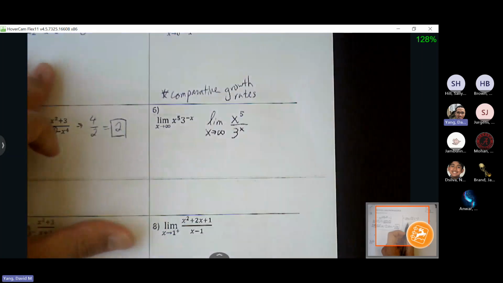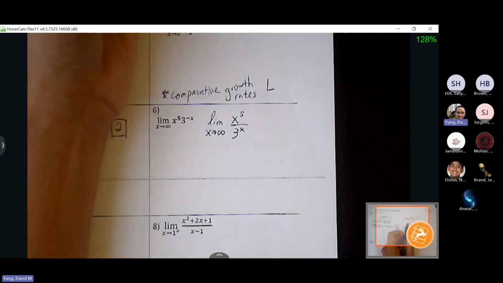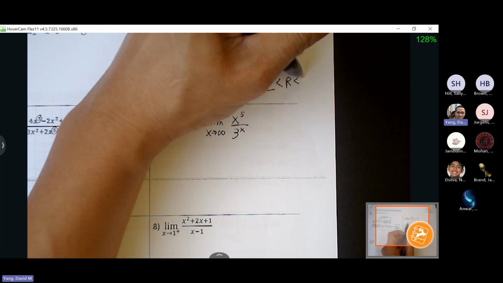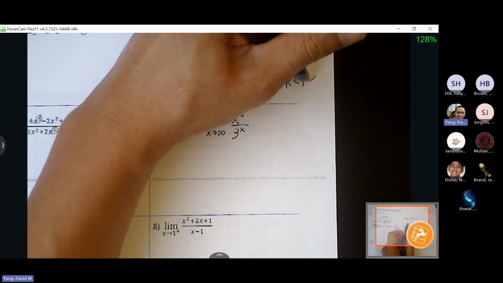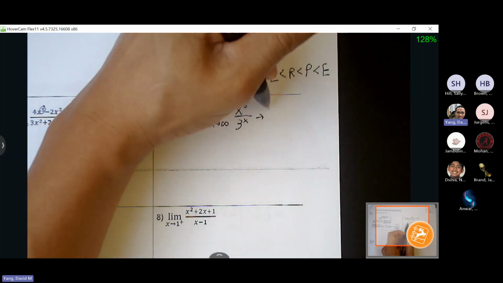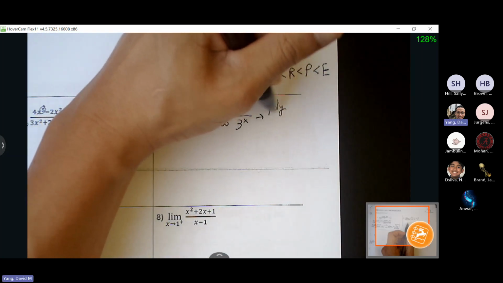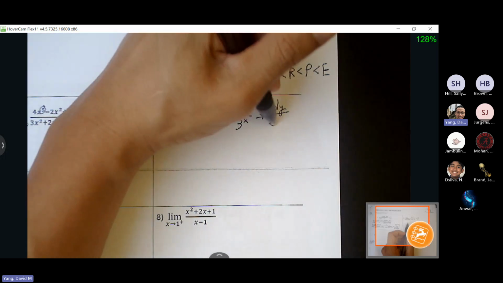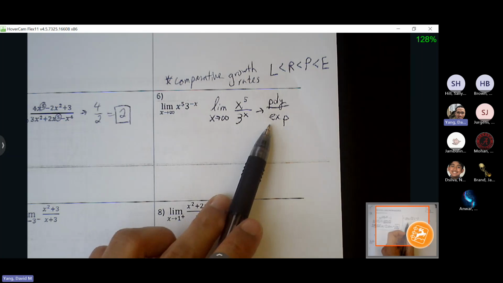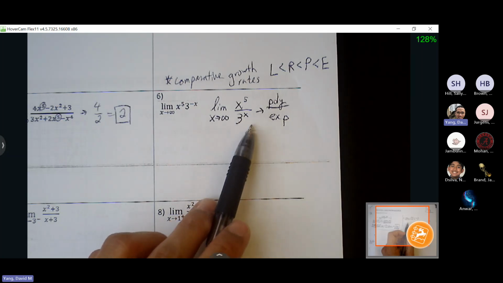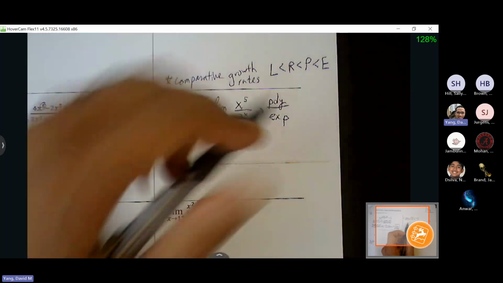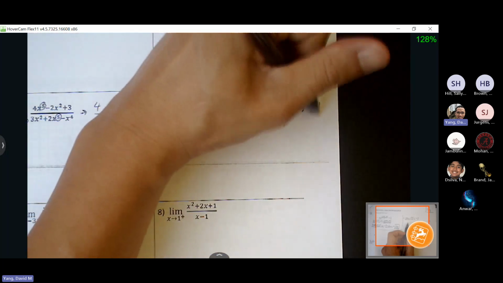So to review the relationship here, logs grow at the slowest rate, followed by radicals, followed by polynomial slash algebraic, and followed by exponentials. So x to the fifth falls under the polynomial category. 3 to the x falls into the exponential category, and we see that exponential is growing faster. My denominator is growing faster. And if my denominator is growing faster than my numerator, my overall fraction is getting smaller and smaller and smaller until it is headed towards 0.